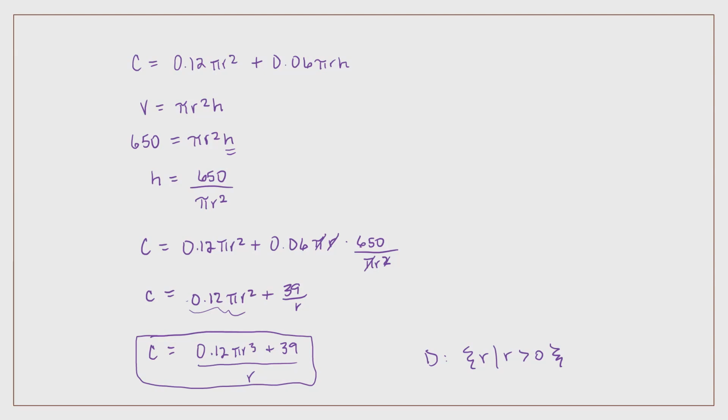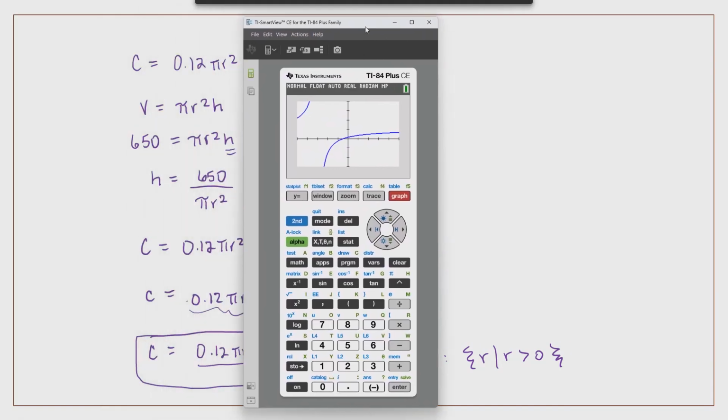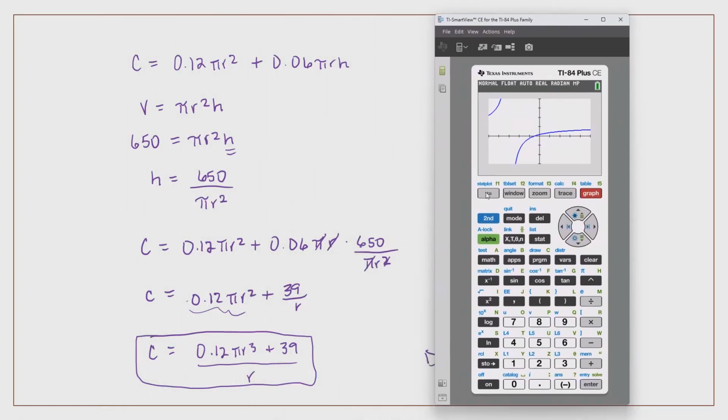So let's pull out our calculator. Okay, and I'm going to just move it over here. We'll go to y equals, and we'll enter in our equation 0.12 pi, so that's second caret, r squared, so that's x, cubed. So we'll go here to math, plus 39 divided by x. We're going to enter in our equation, so we'll press enter.